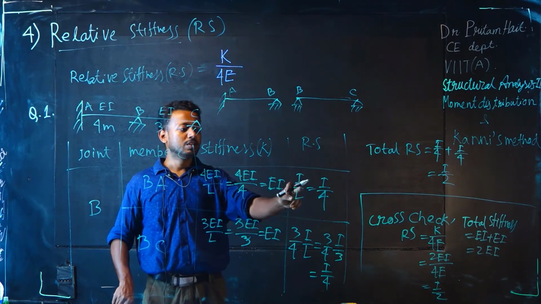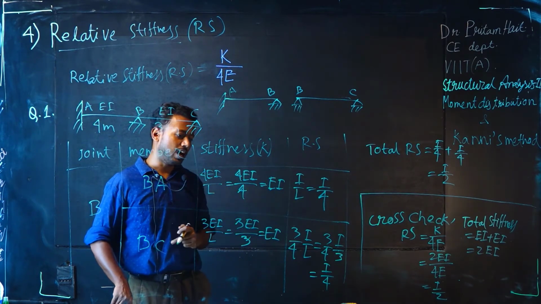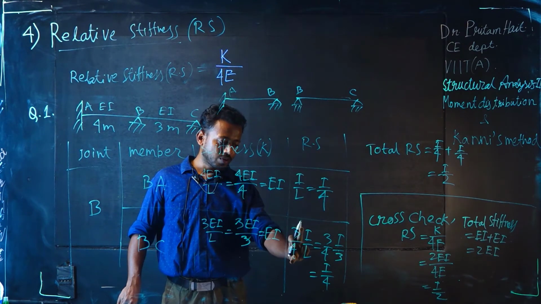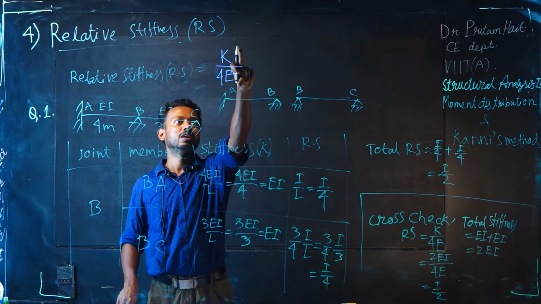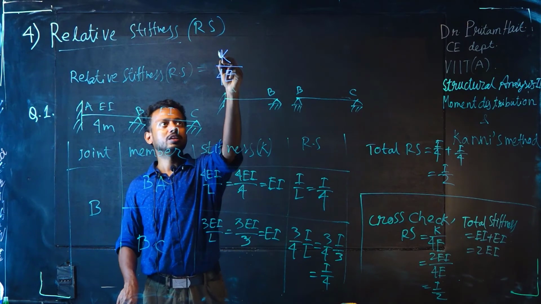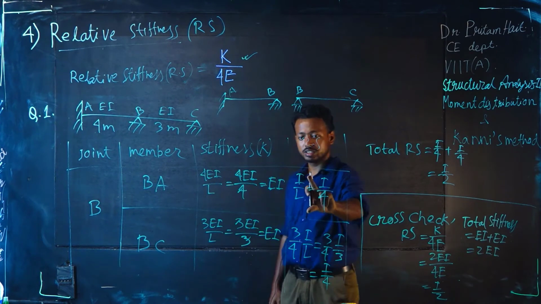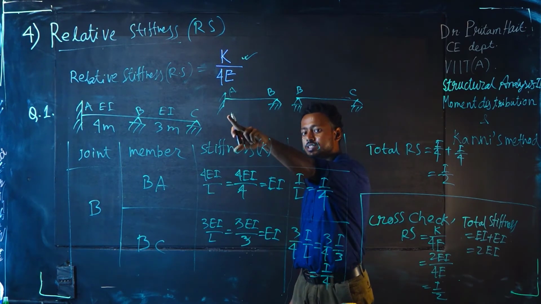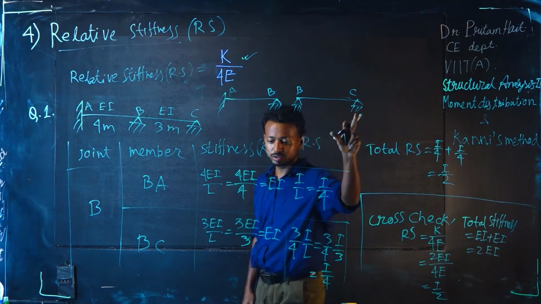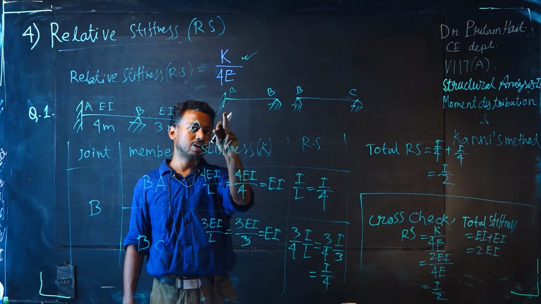The ratio of moment of inertia to the length is called relative stiffness. Either you can use this I by L, 3/4 of I by L, or you can use K by 4E. In all cases, you can use this expression. Otherwise, you can use I by L in case the far end is fixed and 3/4 of I by L in case the far end is a hinged support.